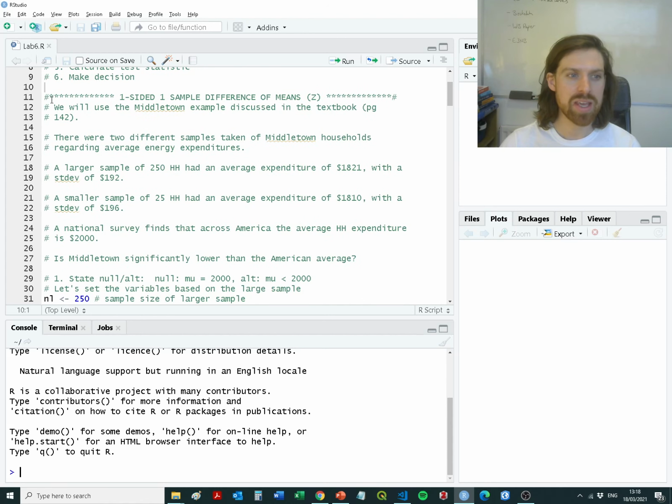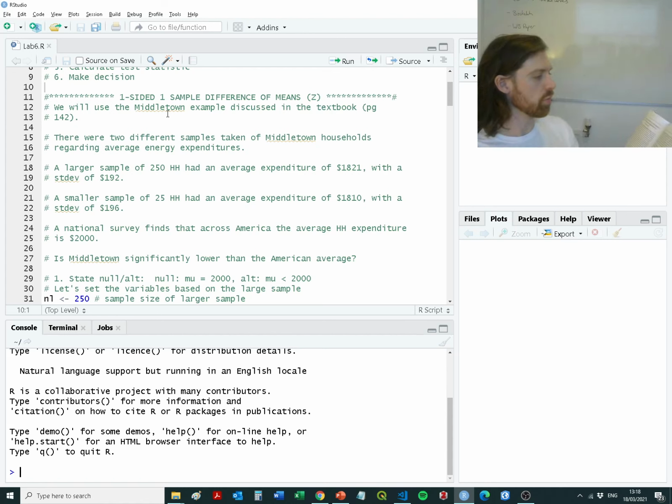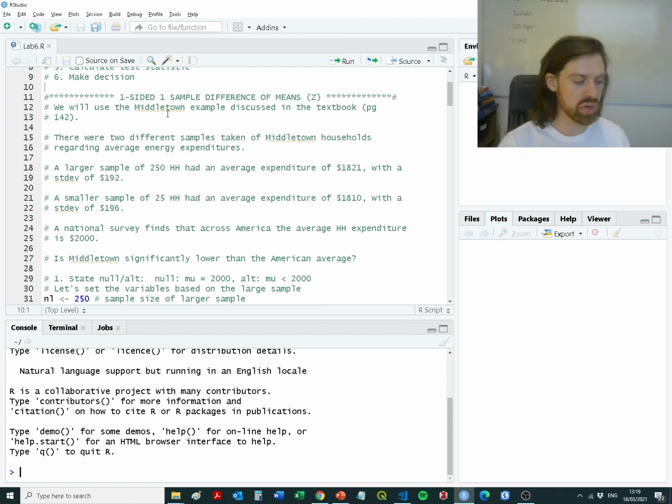And you'll see here that in the first example that we're going to work with today, we're going to be focusing on this one-sided, one-sample difference of means test. So you should remember that we've covered this already within the lecture. We're going to use the Middletown example, which is in the McGrew et al. book. It's actually on page 142. So you'll be able to just read it here. It should be section 9.1. It should provide you with a little bit of an overview.